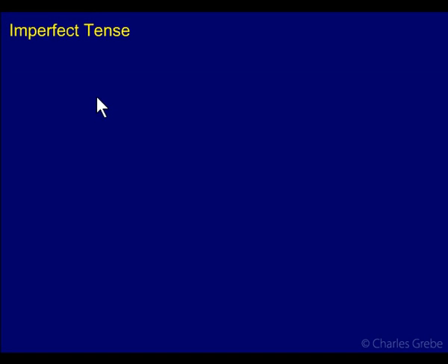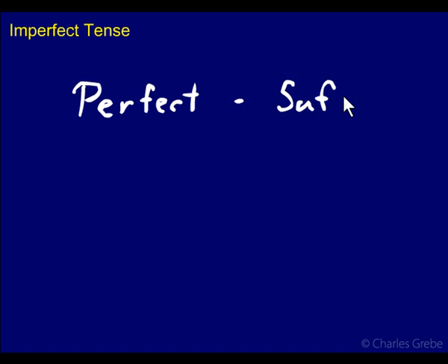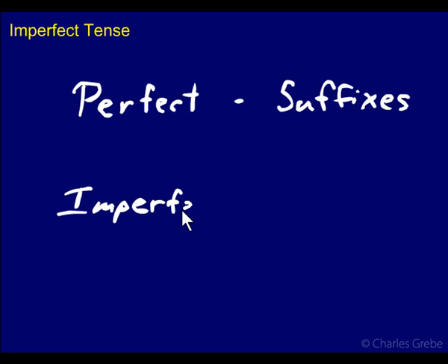The perfect tense, which we've already looked at, the perfect tense is made up of the root and some vowels and suffixes. Okay, so this is made up of suffixes. And the imperfect is characterized by prefixes. So every one has a prefix.